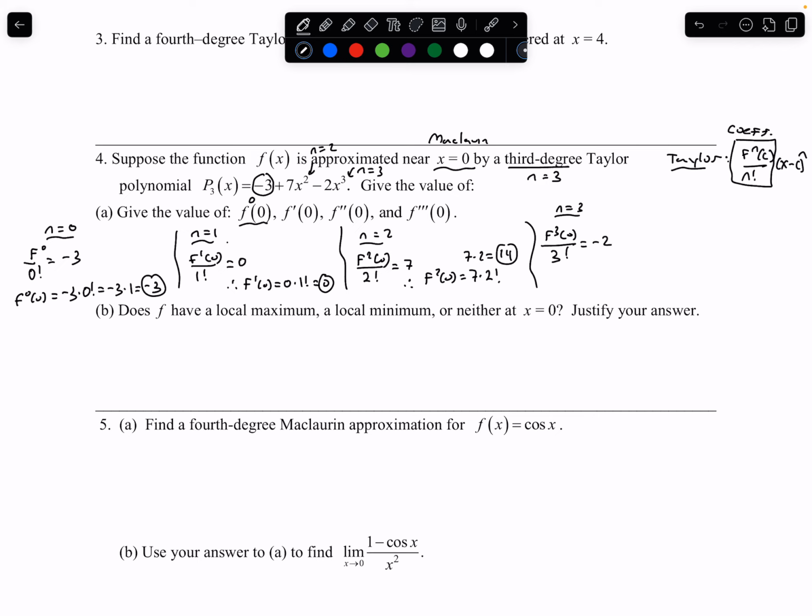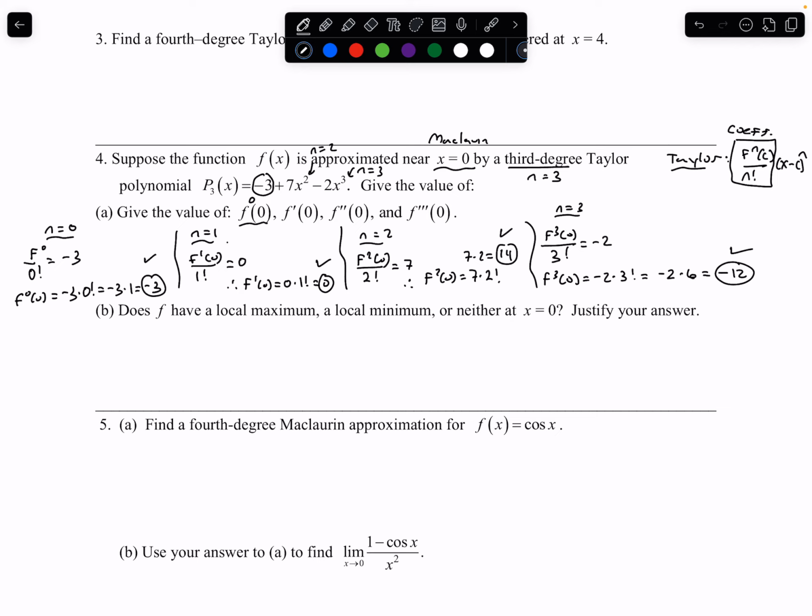So the value of the third derivative at 0 is going to be -7 times 3 factorial, but we should know that 3 factorial is just 6. So negative 7 times 6, and we get negative 42. So there's the value of the original function. There's the value of the first derivative. There's the value of the second derivative. And there's the value of the third derivative.